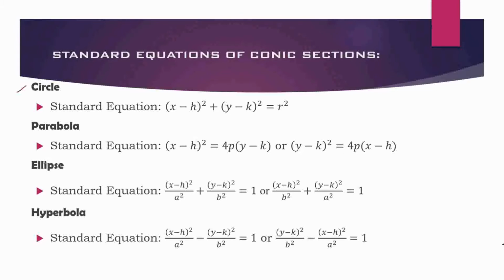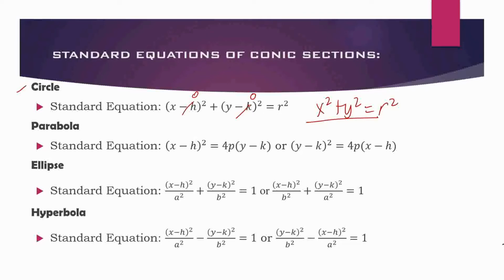So, una yung circle. So, yung standard equation niya, (x - h)² + (y - k)² = r². So, may h and k kapag wala sa origin yung center ng circle. And magiging x² + y² = r² kapag nasa origin yung center ng circle. So, magiging equal to 0 yan. So, magiging ganito siya. Next is parabola.